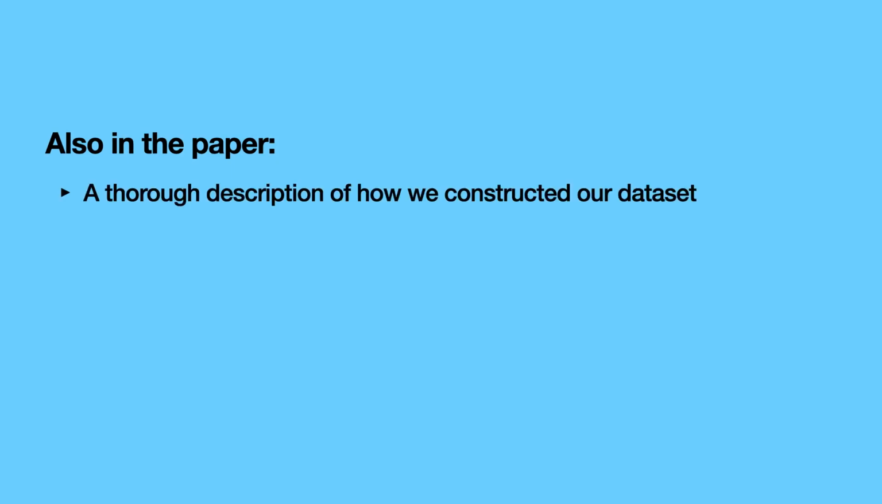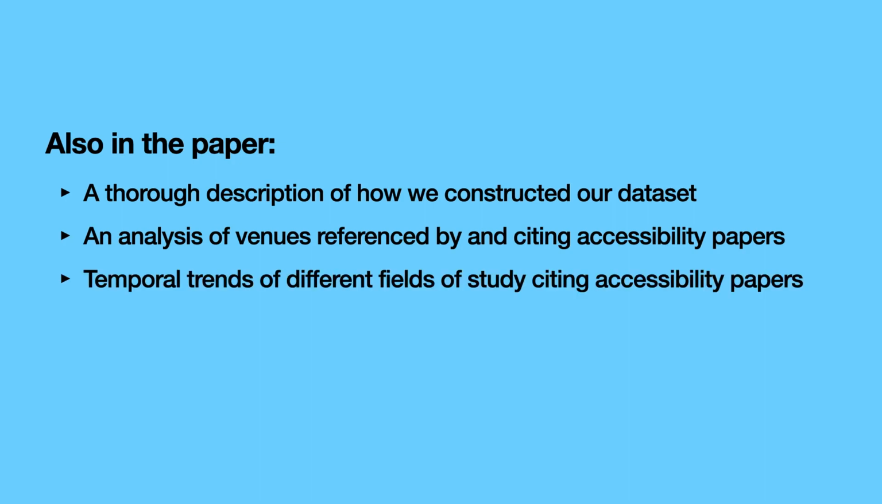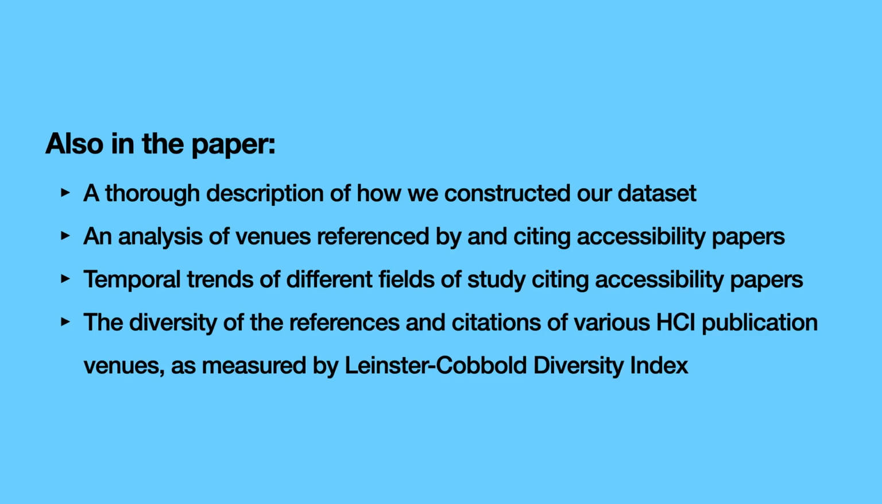In the paper, you can also find a description of how we constructed our dataset, an analysis of publication venues represented among the references and citations of accessibility papers, temporal trends for how different fields of study are represented over time, as well as the analysis of the diversity of references and citations for CHI and Assets and various other HCI publication venues, which we measure by computing the Leinster-Cobbold Diversity Index.